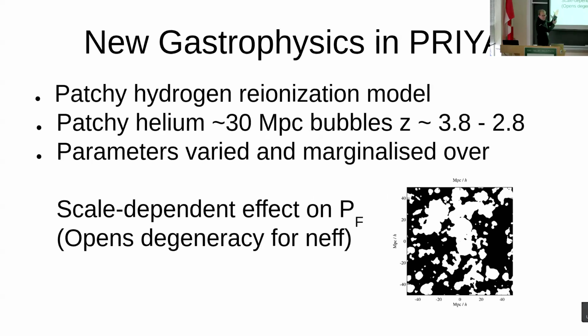However, we do have some new gastrophysics in PRIYA. The new gastrophysics that we have is models for reionization, specifically hydrogen and helium reionization. These are models that are inhomogeneous. They have large ionized bubbles throughout the simulation box, and we vary the free parameters of these models and marginalize them out in the simulation suite.